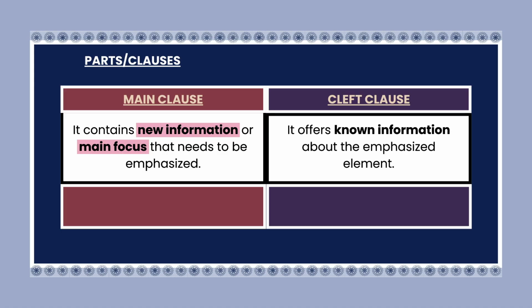The cleft clause is a subordinate clause within the cleft sentence. The cleft clause offers known information about the emphasized element. Sound complex? Not to worry. The goal today is knowing how to make cleft sentences and knowing they have two parts: the first part with new information and the second with known or old information.